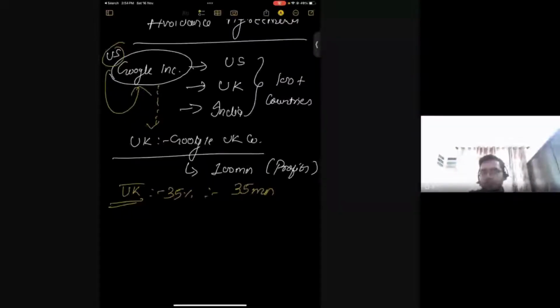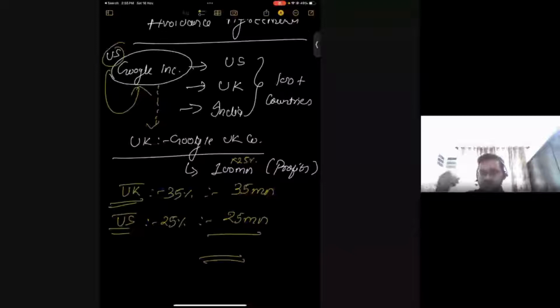And then when they go back to US, the US entity is going to say, I don't recognize any taxes that you have paid in UK. You are a company which is actually domiciled out of US, which means you have to pay taxes here. So they will say, pay the incremental 25% taxes here as well, which comes to 100 million into 25%, which is 25 million. So the overall taxes that it will ultimately have to pay will be equal to 60 million.